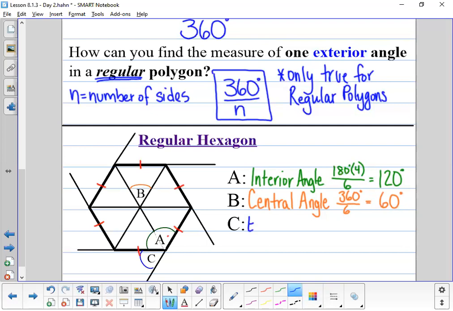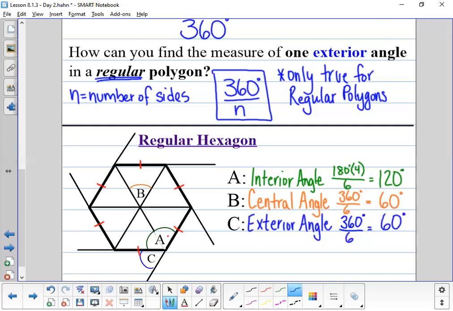C is an example of an exterior angle. What we discovered was that exterior angles will always add up to 360 degrees. And if my polygon is regular, all of the exterior angles are also congruent. Since they have the same number as the number of sides, for this hexagon it would be 6. So I would do 360 divided by 6, and I would get that each exterior angle is also equal to 60.